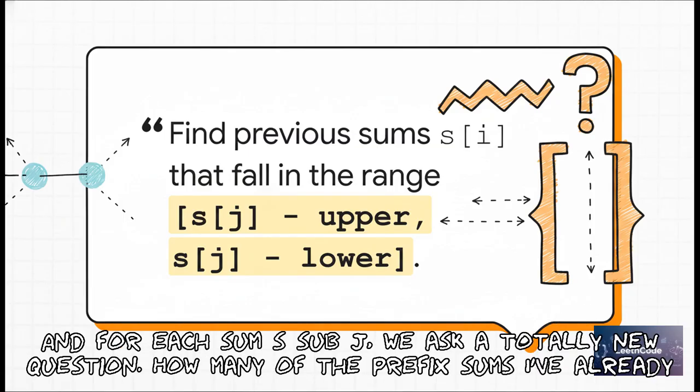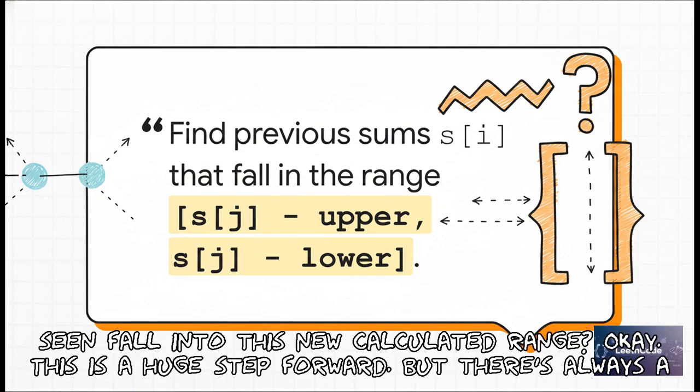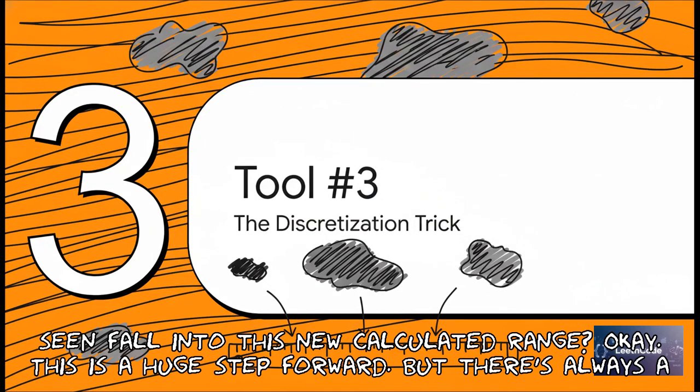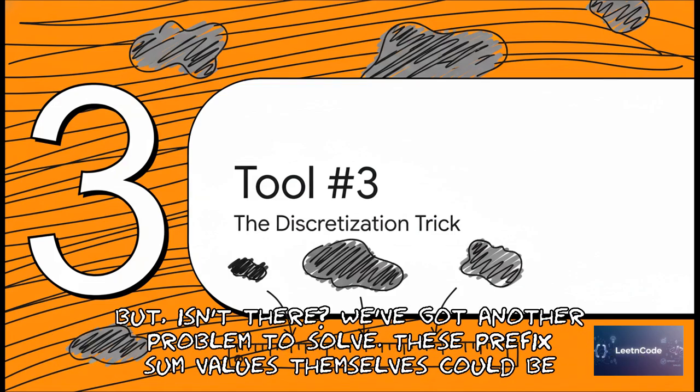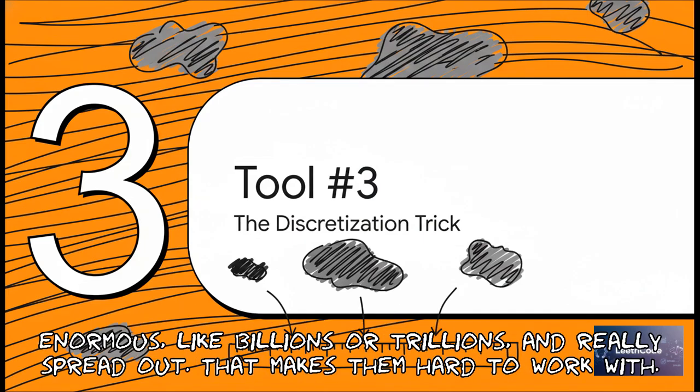And for each sum S sub j, we ask a totally new question. How many of the prefix sums I've already seen fall into this new calculated range? Okay, this is a huge step forward. But, there's always a but, isn't there? We've got another problem to solve. These prefix sum values themselves could be enormous, like billions or trillions, and really spread out. That makes them hard to work with.